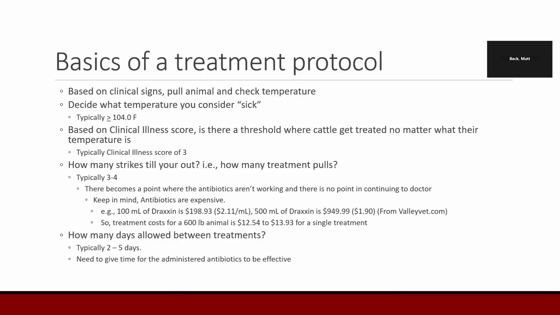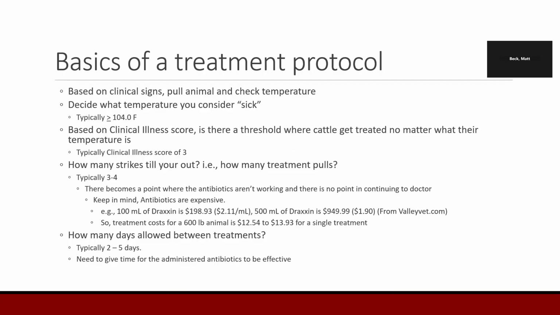Then the other thing to consider: how many days between treatment pulls are we going to give these animals until they're eligible to be retreated? I'm going to say typically it's 2 to 5 days. Most that I've participated in are about 5 days. So we identify an animal sick, we pull them, we treat them with our first antibiotic in our protocol. Then they have 5 days before they're eligible to be pulled and tipped again and then treated with another antibiotic.